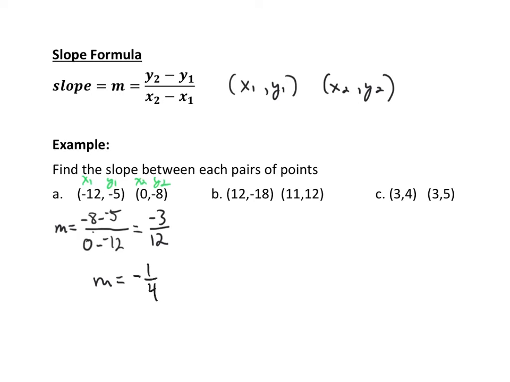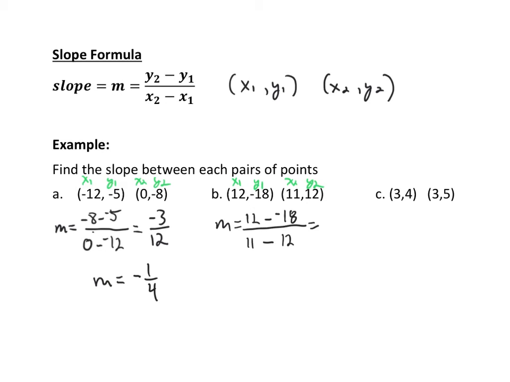Alright, let's now try example B. Again, we're going to name these points the same way: x1, y1, x2, y2. And we're going to apply the slope formula. M equals y2, which is 12, minus y1, so 12 minus -18, over x2, which is 11, minus x1, which is 12.